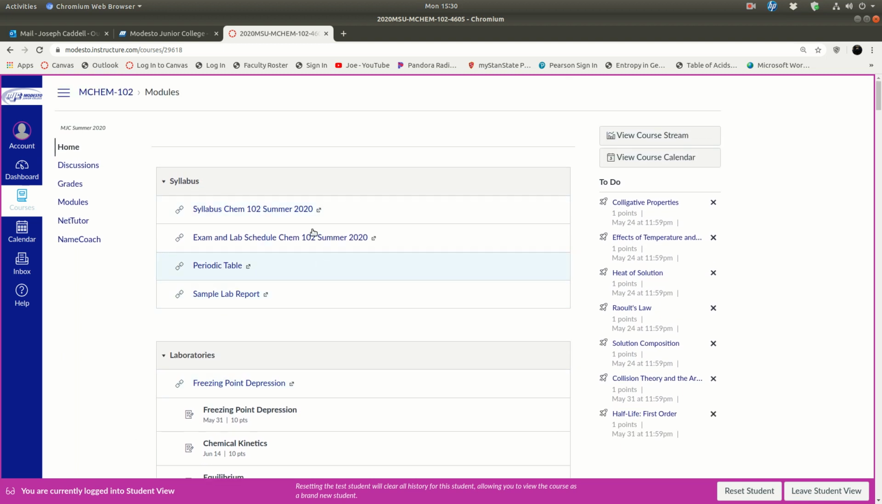Each of these sections here is a module. The first one, the syllabus module, has information for you: the syllabus, the schedule, a periodic table for use, and a sample lab report. We'll look at all those in a minute.